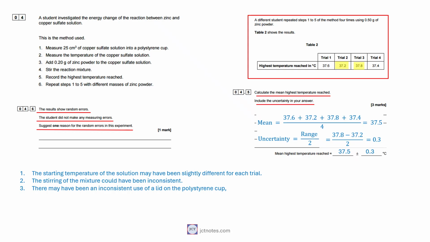heat escape each time. Now, you might notice that a lid wasn't actually mentioned in the student's method steps. However, AQA accepted the inconsistent use of a lid as a correct answer because they are testing your broader knowledge of required practical 4. When you did this practical in school, you likely used a lid to stop heat escaping. Mentioning variables like inconsistent stirring or starting temperatures is the perfect way to secure this final mark.